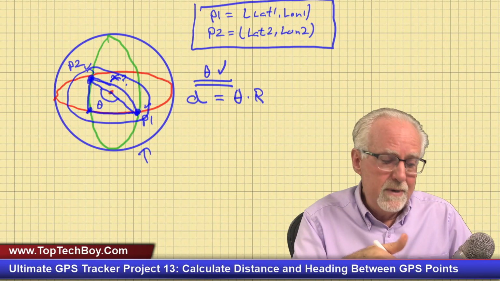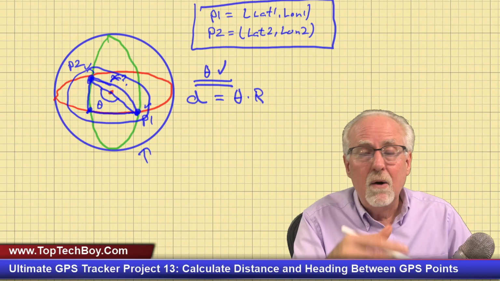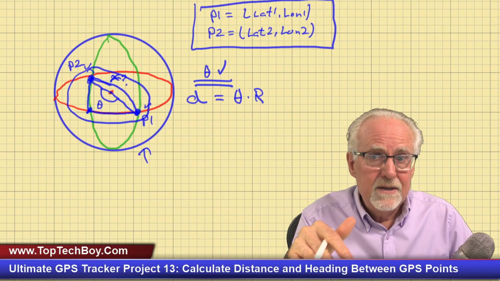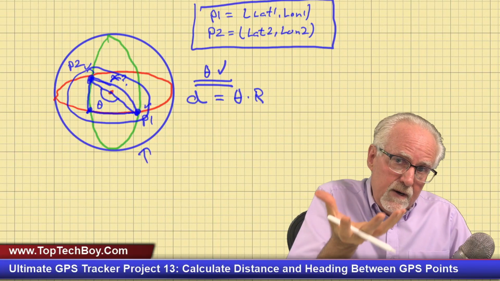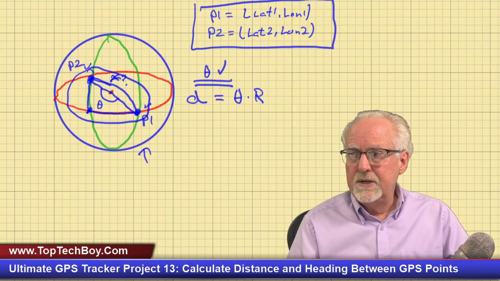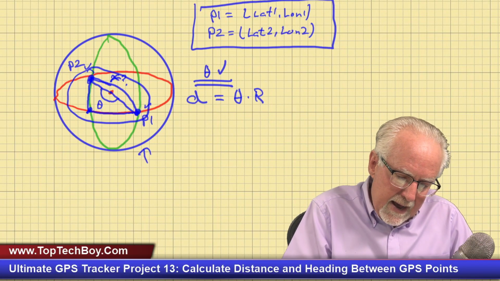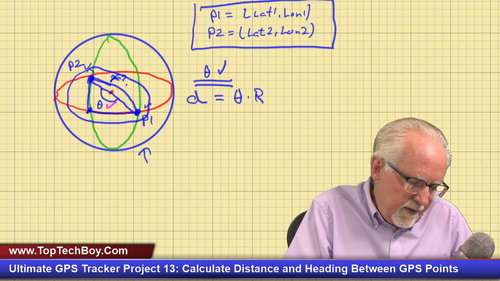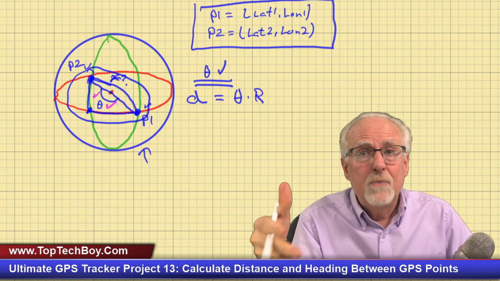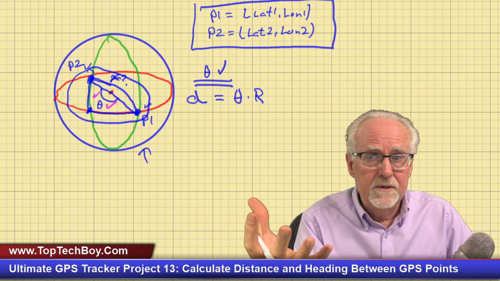But the problem here is that we now are not in plane geometry. We're in non-Euclidean geometry. We're in spherical geometry. And so you have a whole different set of equations. And so what do I need? I still need to get this angle. And to do that, we're going to have to use this spherical geometry.